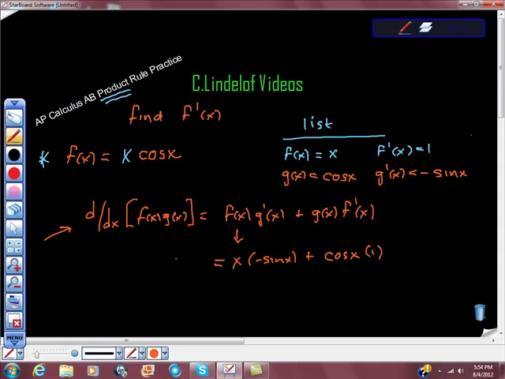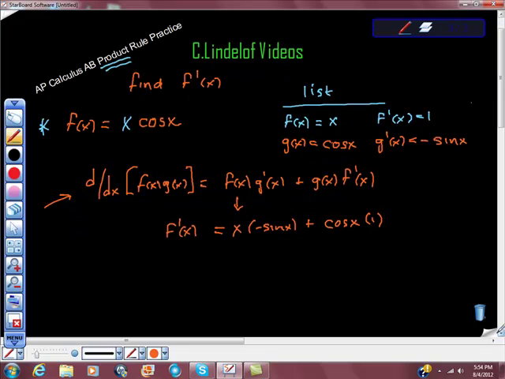Now this is going to be my f prime at x. I'm going to multiply these things. Be a little bit careful here. X times opposite sine x is negative x sine x plus cosine x times 1 is cosine x. And I think that will be sufficient. All right? So there's the first derivative.